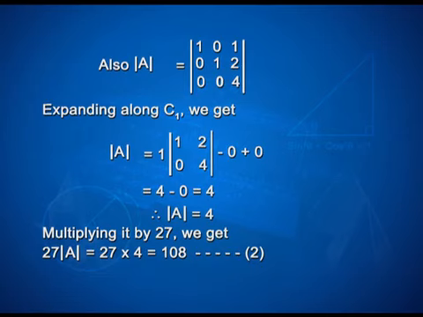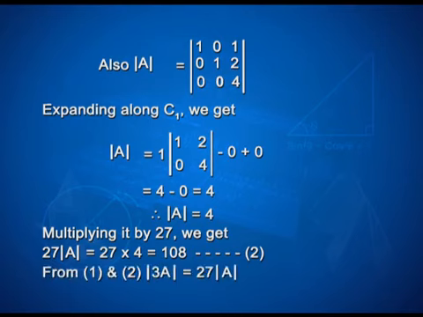Now, multiplying it by 27, we get 27 into determinant A is equal to 27 into 4, that is 108. Obviously, LHS is equal to RHS, and hence determinant 3A is equal to 27 multiplied by determinant A.